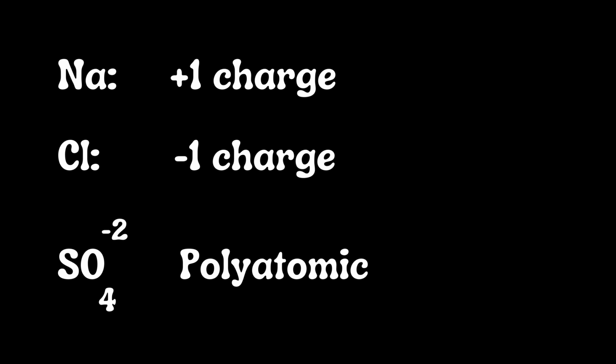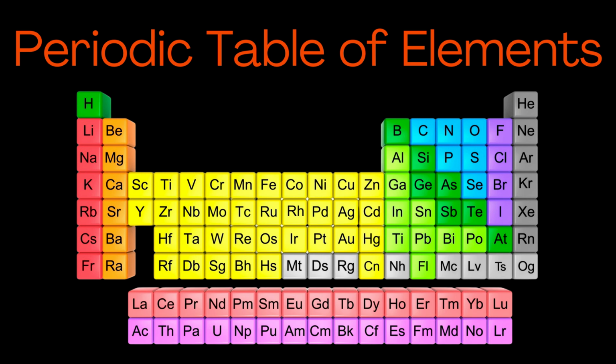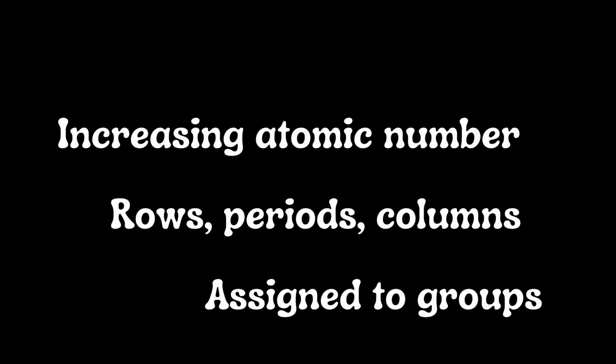The periodic table of elements. Organization of the periodic table. The periodic table is a systematic arrangement of elements, organized by increasing atomic number. Elements are placed in rows, periods, and columns, groups, based on their atomic structure and properties. The table highlights periodic trends that help predict the behavior of elements in chemical reactions.